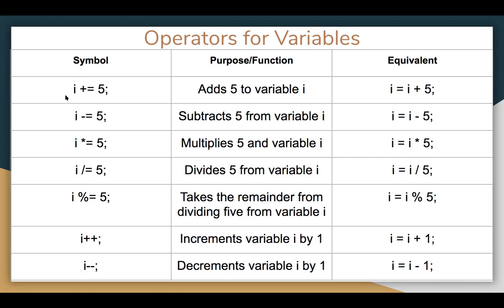So i plus equals 5 is equivalent to adding 5 to variable i, since there's a plus here. The equivalent of it is i equals i plus 5. You can notice here that this is more of a shortcut for operators for variables. So you could do it like this, or you could also do it like this. But generally this one takes more time to type out, and this one's a shortcut.